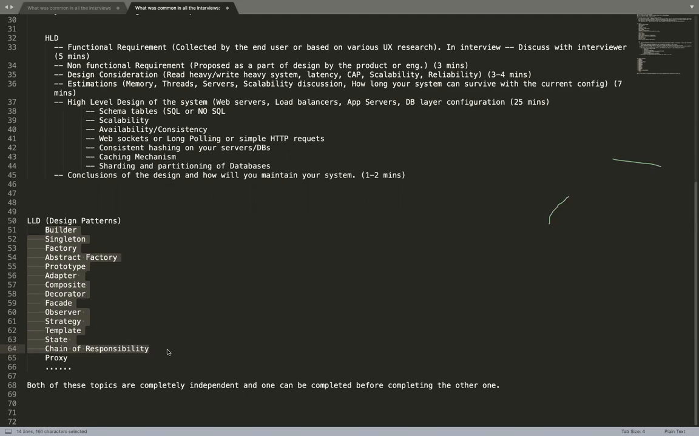And a few of the names of the patterns are different in different books. Once you go through all the patterns, you will understand that it's exactly the same pattern as the other one. So don't worry about that. The patterns which I haven't mentioned here will also be covered as a part of the design.